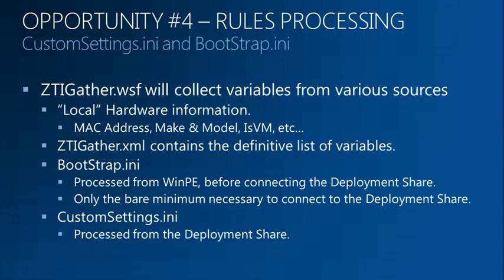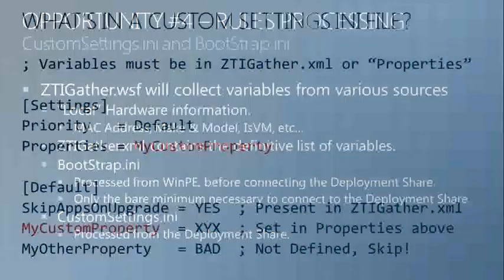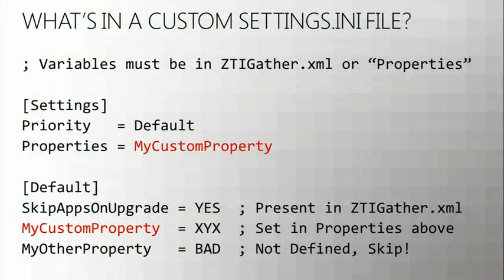Then during the normal processing of MDT, if we boot up using PXE, DVD or USB, we're going to want to process the bootstrap ini. The sole purpose of bootstrap ini is to tell the environment how to connect to the main server. That's all it really cares about. Then we can connect to the main server, run custom settings ini, and do the real processing. So what is in a custom settings ini file?